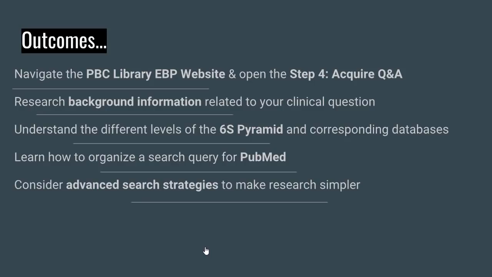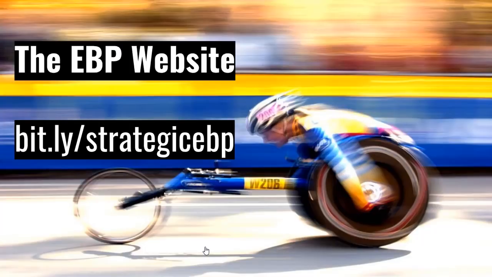So today, what we want to do is a few things. We want to find out where the PBC Library Evidence-Based Practice website is, and we're going to look at step 3, acquire Q&A. We're going to research background information related to your clinical question. We're going to understand the different levels of the 6S pyramid and corresponding databases. We're going to touch on how you can organize a search query for PubMed. And then we're going to briefly go over advanced search strategies to make your research life just a little bit easier.